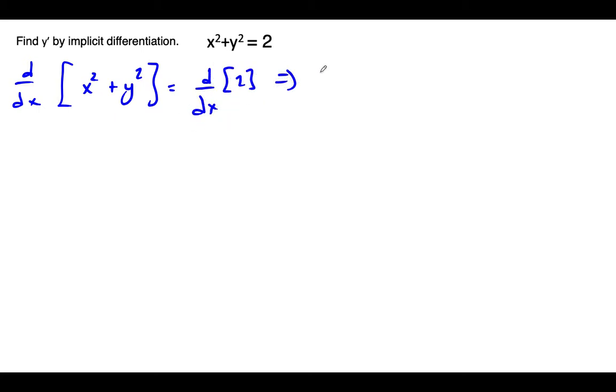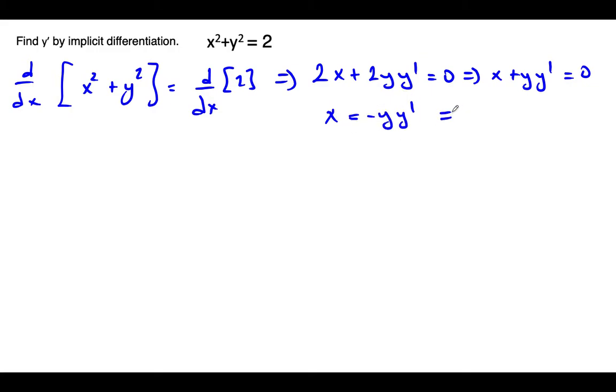So this is equal to 2x plus 2y y prime is equal to 0. And then if I simplify by 2, x plus y y prime is equal to 0, so x is equal to negative y y prime, so y prime is equal to negative x over y. This is the first derivative.